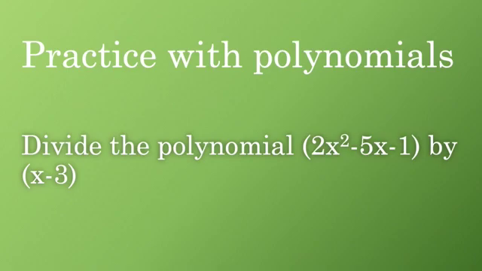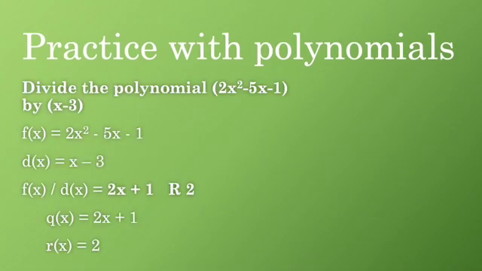Now we just need to perform some simple arithmetic to get our quotient and remainder. When we divide f of x by d of x, we get 2x plus 1 with a remainder of 2. We can define 2x plus 1 as q of x, our quotient, and r of x, our remainder, is equal to 2. If we want to check our solution, we can substitute our answers into the general form we derived in the previous slide.